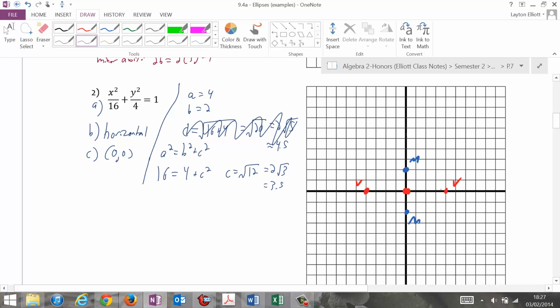I go right 3.5 and put a little mark, left 3.5, put a little mark, focus, and then draw it. I could draw it right now, or I could wait till later. Let's go back and answer the questions.